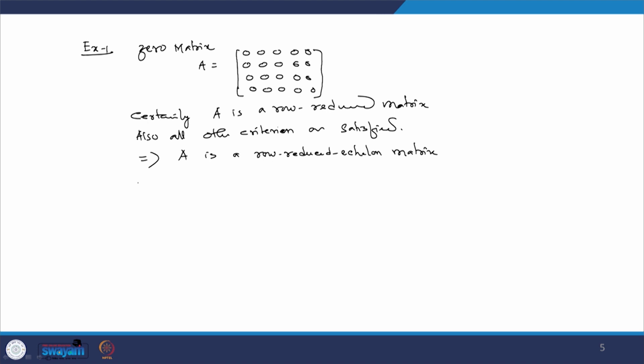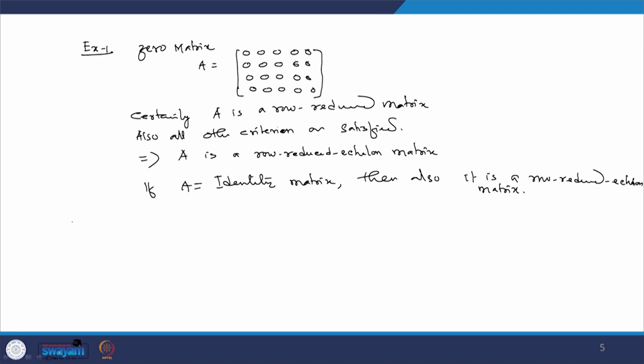Similarly, I can take A equal to the identity matrix, then also it is a row reduced echelon matrix.